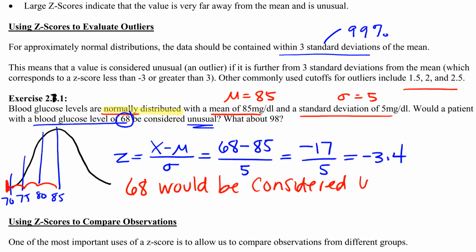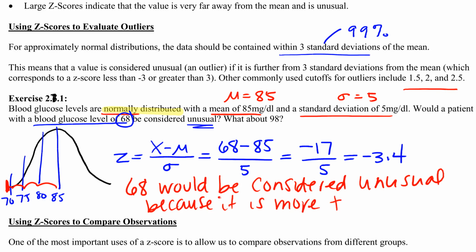I'm going to go ahead and just write a little sentence: unusual, because it is more than 3 standard deviations below average. I know my handwriting is terrible, and I'm being lazy. This one then asks us for 98. Again, you would just do the same formula. The only thing you would change is to throw in a 98 instead.